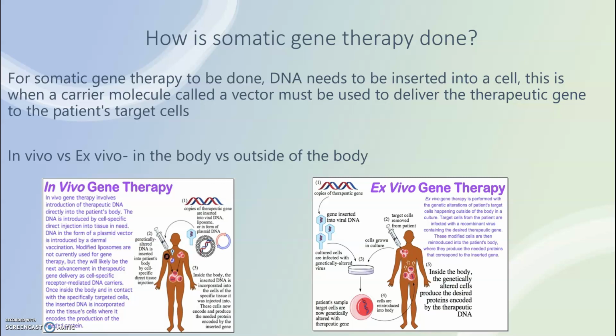On the right, you can see ex vivo gene therapy, which is done through genetic alterations of a patient's target cells happening outside of the body in something known as a culture. First, copies of the therapeutic gene are inserted into viral DNA, and cultured cells are infected with the genetically altered virus. Next, the target cells are removed from the patient. Then the cells that were grown in the culture have been genetically altered and are reintroduced into the body. Lastly, inside the body, the genetically altered cells produce the desired proteins encoded by the therapeutic DNA.